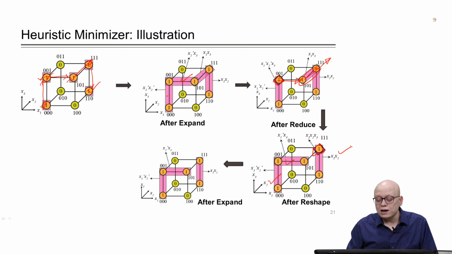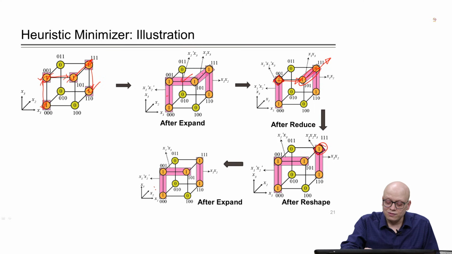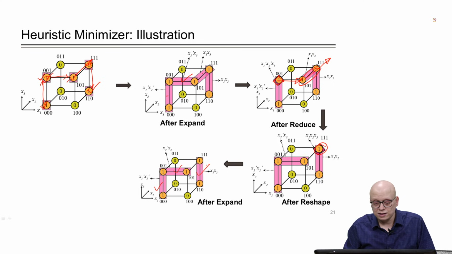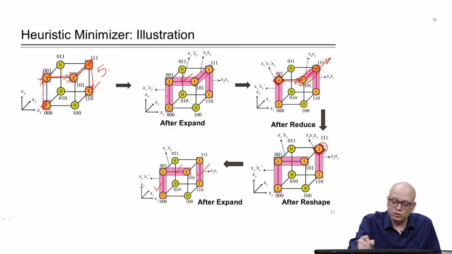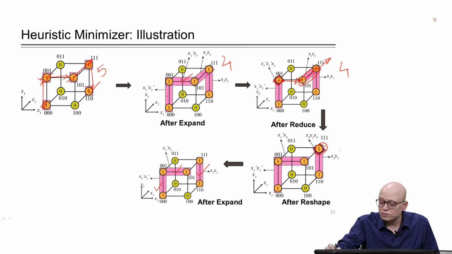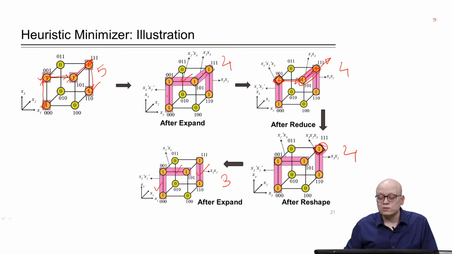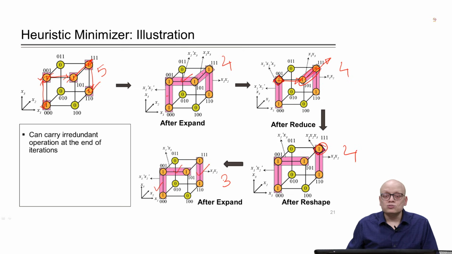And then again we apply an expand operator, and once we apply the expand operator, we get rid of this implicant and finally we have 3 implicants in the cover, or the cover size is 3, right. So, we started with 5, then we got to 4, then 4 again, and finally we reached a cover size of 3, right. Now, in this case there is no redundant implicant, right. If we remove any of these implicants, it will no more be a cover, right.